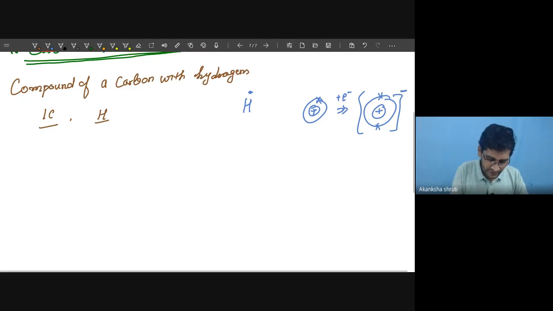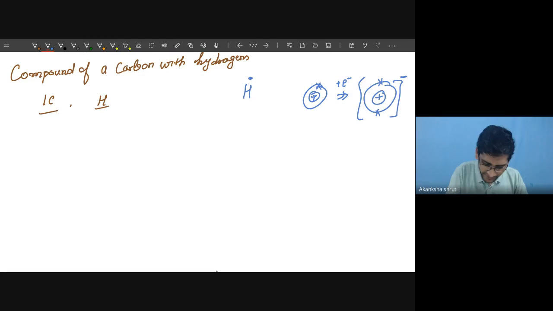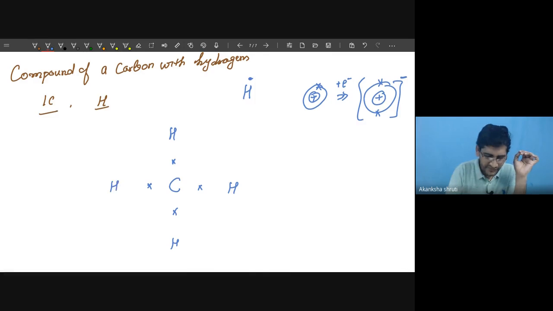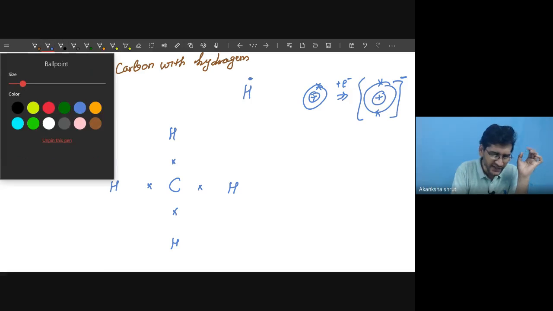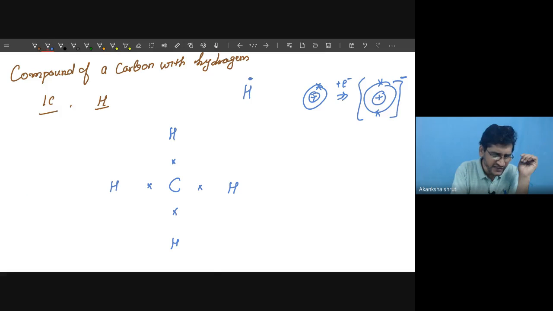So students, how is this possible? See, here we have this carbon. Carbon has 4 electrons. So mark it 4. But if we consider the hydrogen, hydrogen has only 1 electron. So hydrogen can share maximum only 1 electron. So put the electron of hydrogen like this.